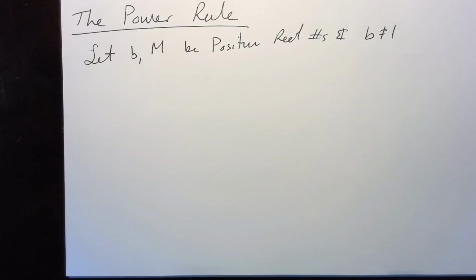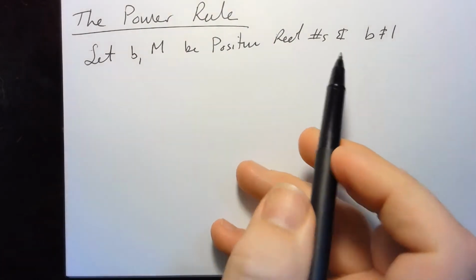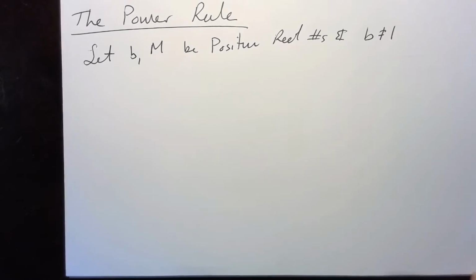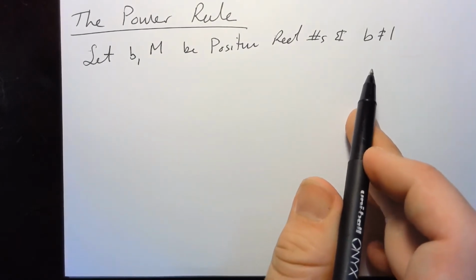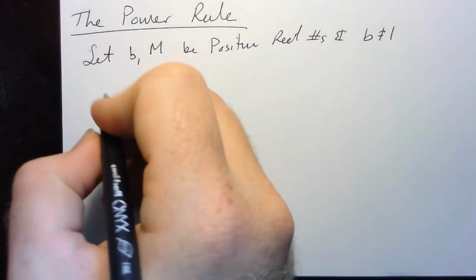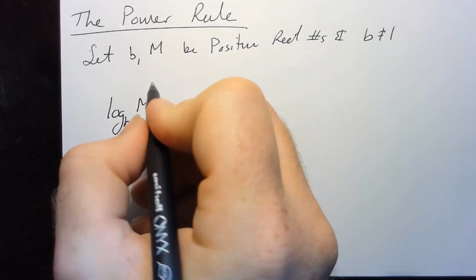In this video, we'll be looking at the power rule of logarithmic expressions. For the power rule, we only need b and m to be positive real numbers. There doesn't actually exist an n in this particular example, and b has to be, again, still non-1. So with this particular expression, we're going to look at log base b of m to the power of p.